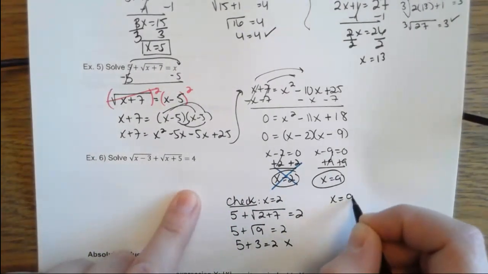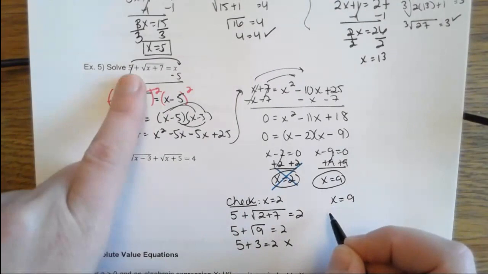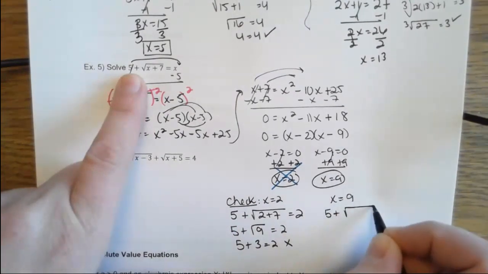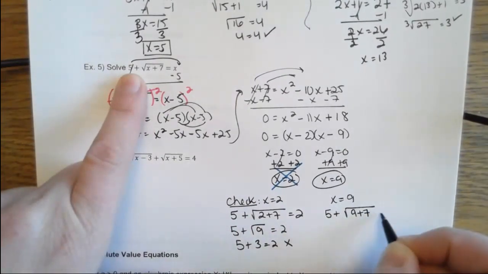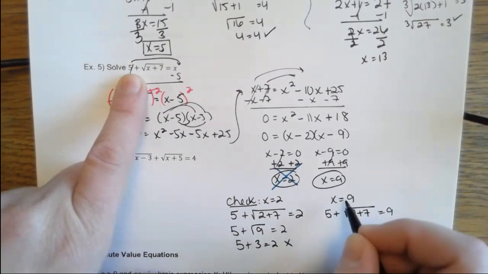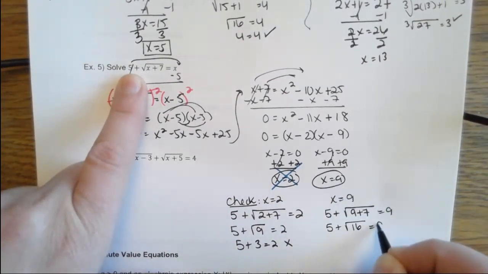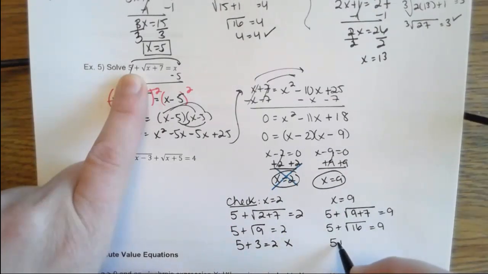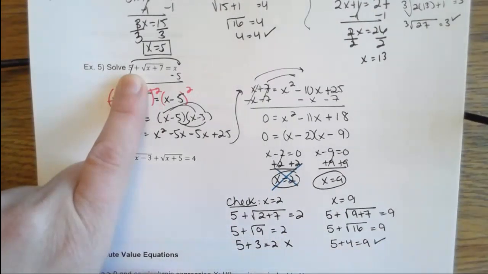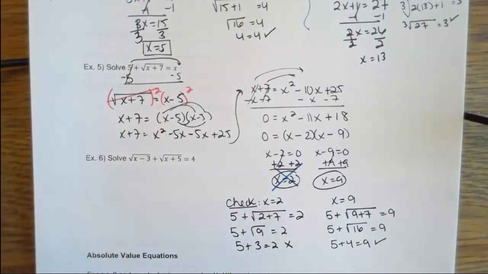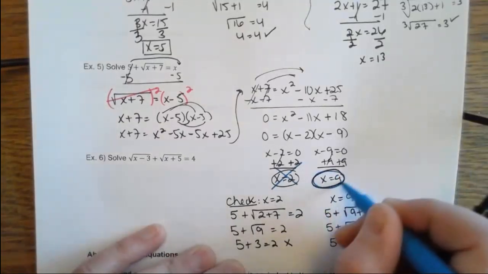I'm going to do the same thing here. So I go back to the original. And just because one of them fails does not mean the other one automatically works. There have been cases where they both end up not working, so you really have to check them one at a time. Here that doesn't happen, so x equals 9 is a true solution.